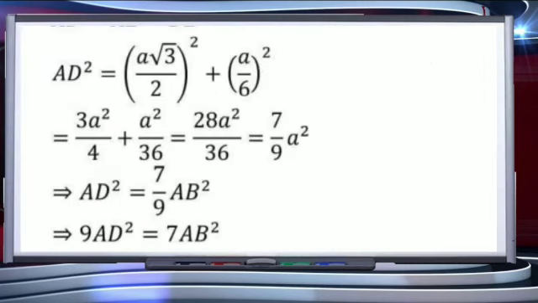So we will substitute both the terms in the value of A. So AD square reduces to A root 3 by 2 whole square plus A by 6 whole square. On simplifying this, we are getting 3A square by 4 plus A square by 36. On taking LCM, we are left with 28A square over 36. On cancellation, we are getting 7 by 9 A square. So this implies AD square is equal to 7 by 9 of AB square. Cross multiply this 9 to the AD square. So we are getting 9 times of AD square equal to 7 times of AB square, which is the required proof.